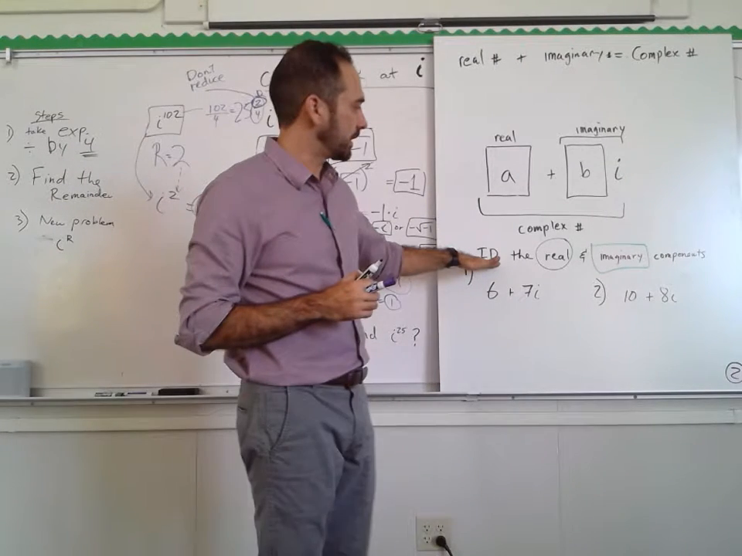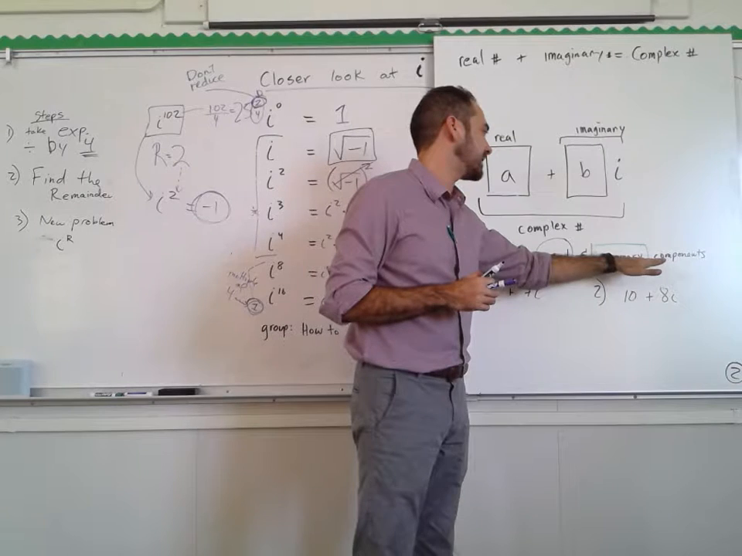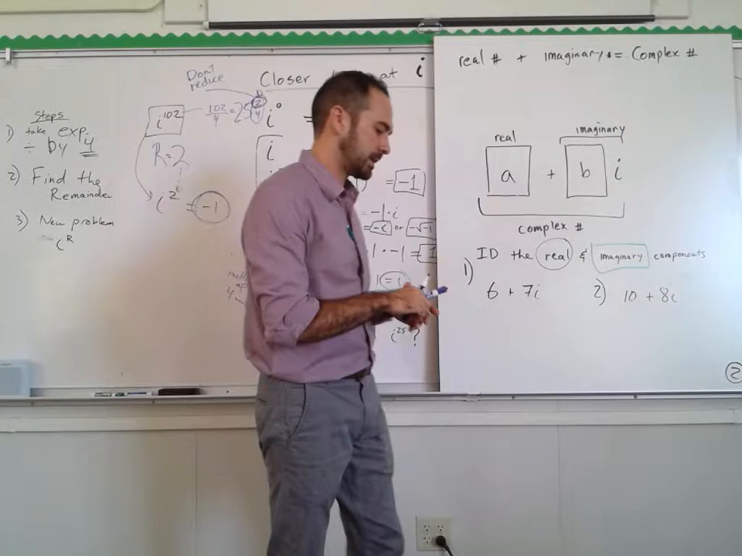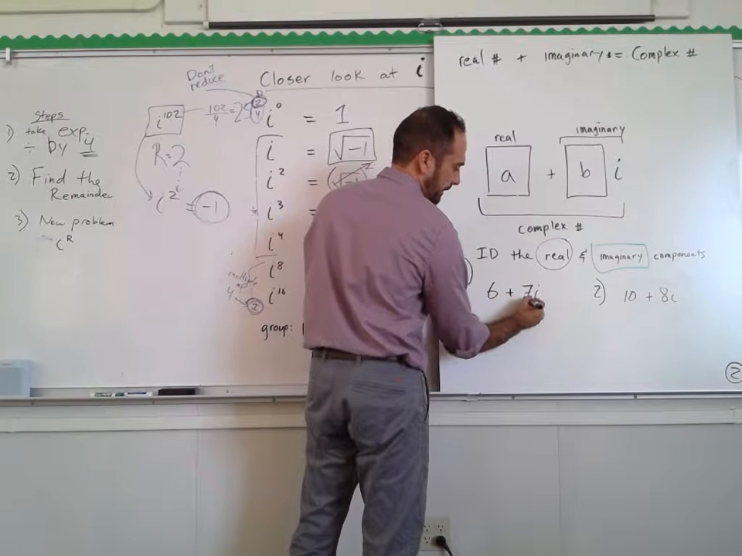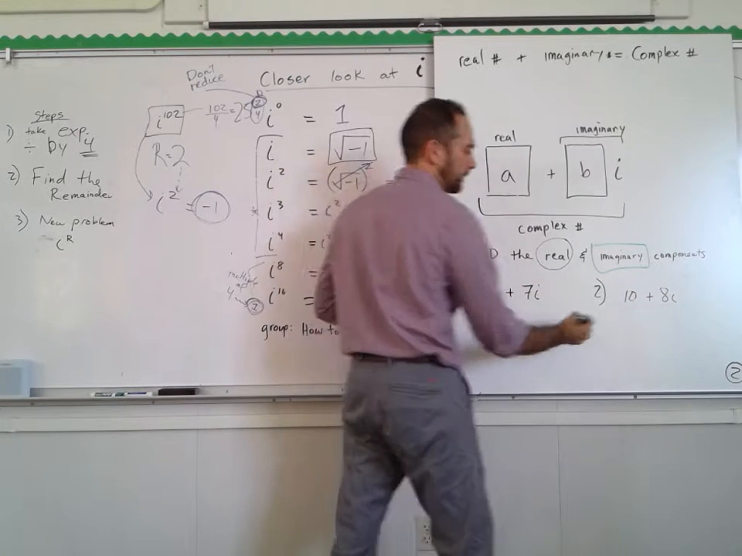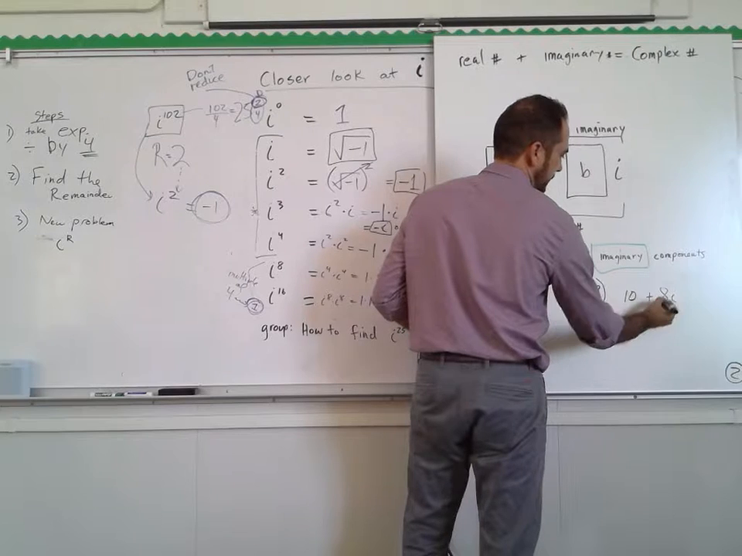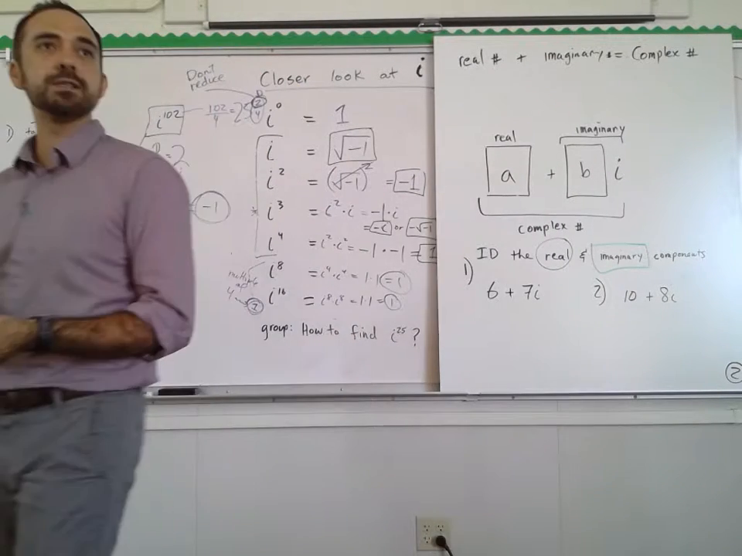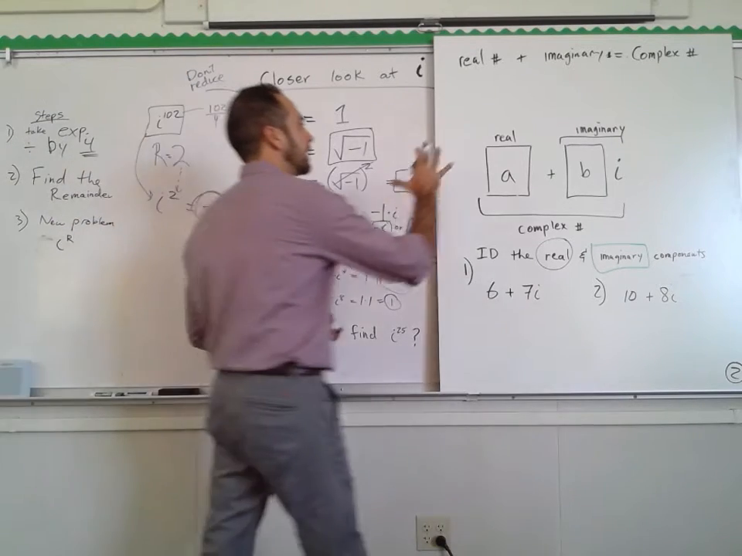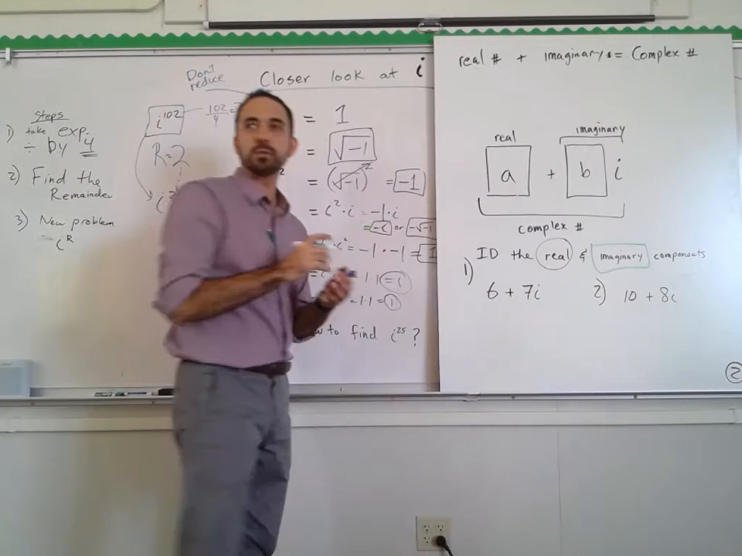I want you, really quick, to identify the real and imaginary components for these two complex numbers. You can just circle the real, square the imaginary. We've got to write it out, so I'm going to guess 15 seconds. This is really straightforward, just labeling and knowing what goes where.